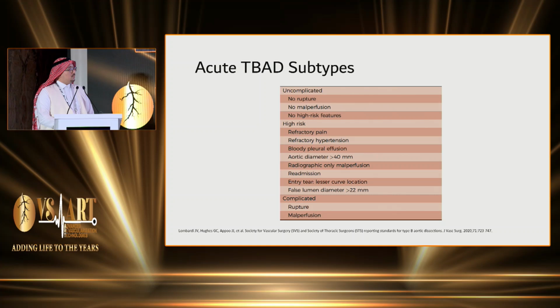These are some of them: refractory pain, refractory hypertension, bloody pleural effusion, aortic diameter on the initial scan of more than 40 millimeters, a readmission, an entry tear at the lesser curvature, or a false lumen diameter on the initial scan of more than 22 millimeters.